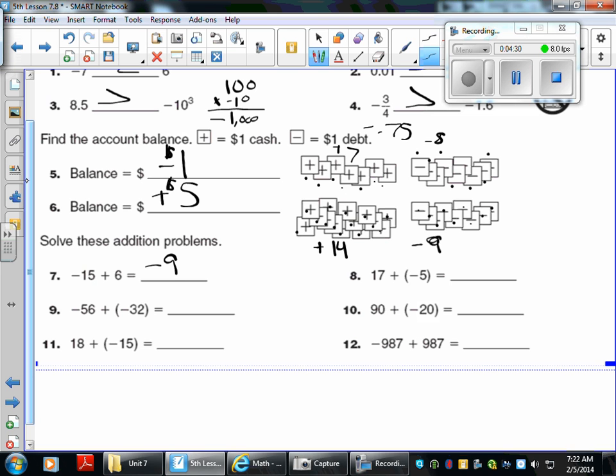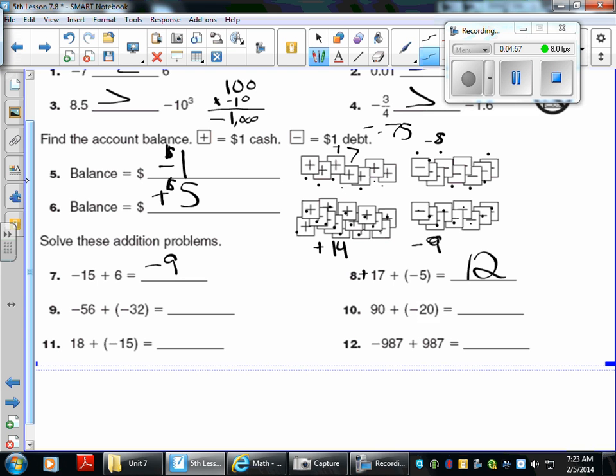Now for 8, it has 17 plus negative 5. Well, now we just have to look at it like those counters. I have 17 in the positive. I have negative 5, that I owe 5. That would cancel out, so I would take 5 away from the 17 that I have in the positive. That would give me an answer of 12.